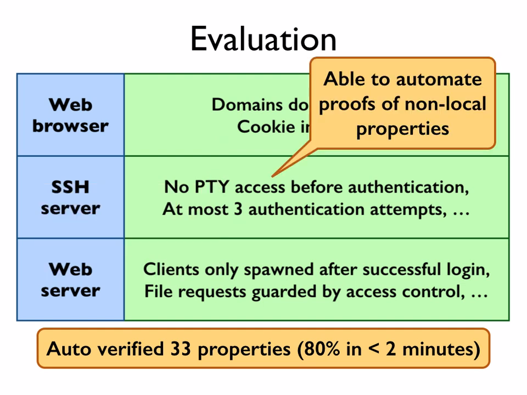And second, for the SSH server, we specified that the SSH client is not granted access to a pseudo-terminal for a given user before successfully authenticating as that user. Now this is actually a non-local property. That is, it requires reasoning about sequences of handlers. And our automation was able to handle this non-local reasoning without any manual intervention.